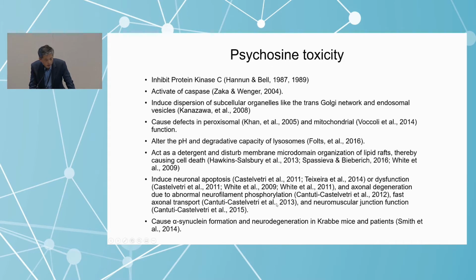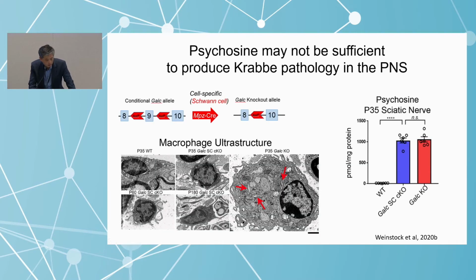Besides this, there are many other cytokine toxicity studies. I'm not going to explain all of this, but what I want to say is that scientists in our community have seriously studied this cytokine toxicity. But it looks like cytokines may not be sufficient to produce all of the Krabbe pathology, at least in the PNS, the peripheral nervous system.